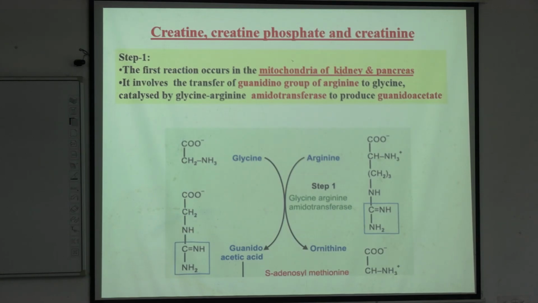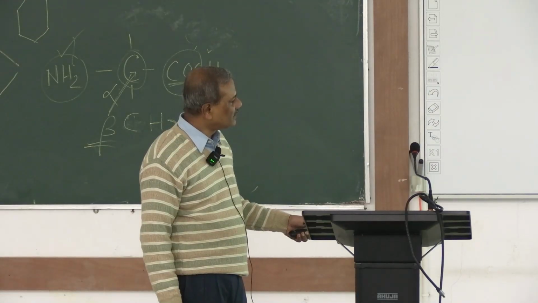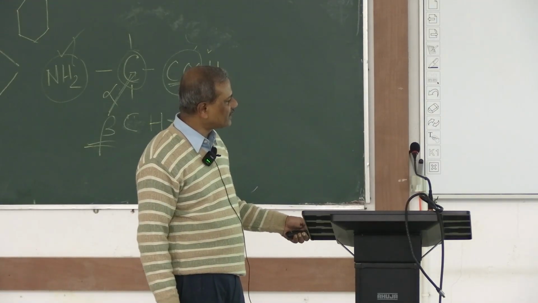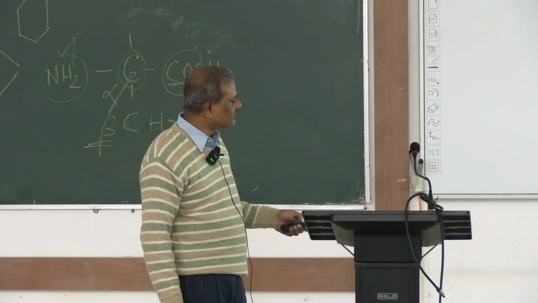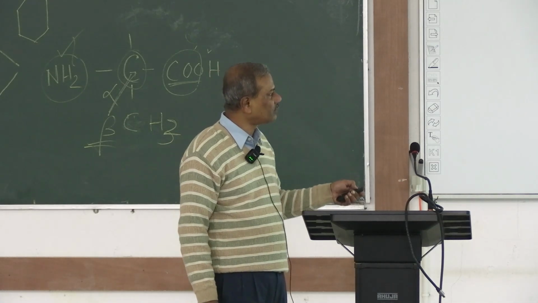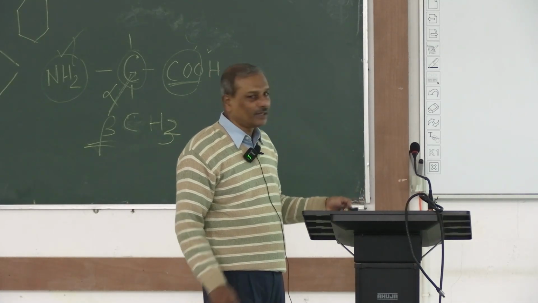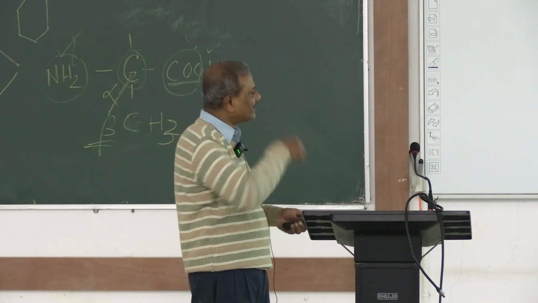Okay. So ornithine is again coming here, you see. Yesterday I told you about ornithine during the urea cycle; it is also called the ornithine cycle. So this guanidino group is transferred from arginine to glycine, forming guanidoacetic acid. This is occurring in the mitochondria of kidney and pancreas, then it is released in the circulation. Okay.